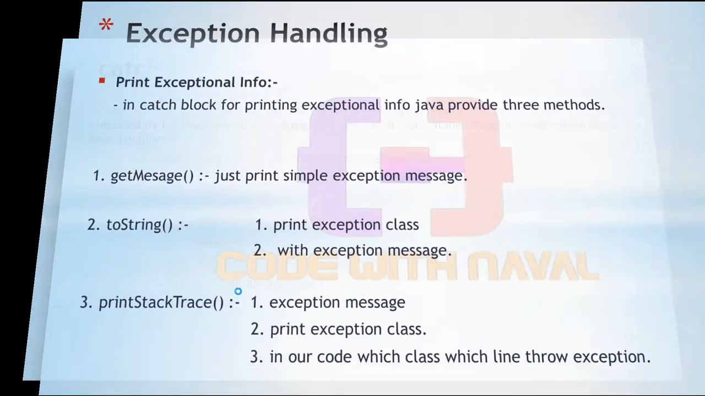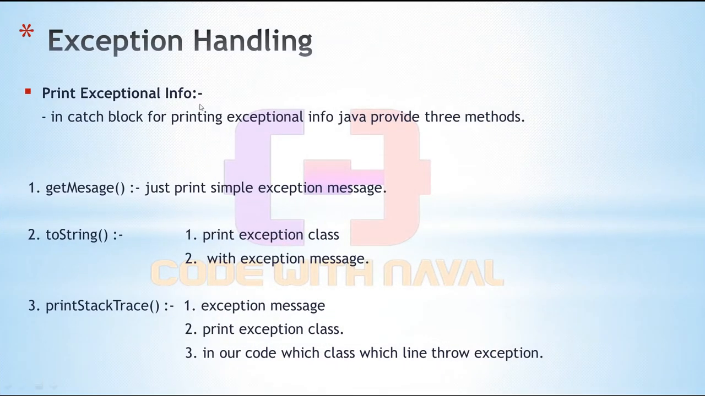Then here we have a few messages. We can print those messages, those statements, and we can provide more information about the exception. Here you can see print exceptional info. In a catch block for printing exceptional info, Java provides 3 methods. First one is getMessage. It just prints a simple exception message. It will not provide much information. It will simply print the exception message.